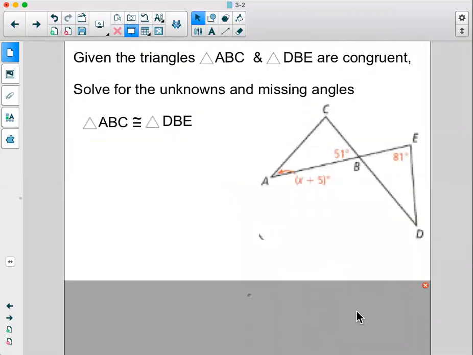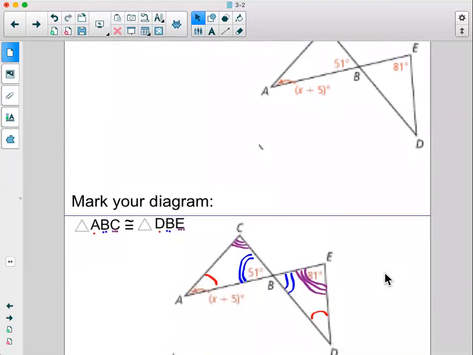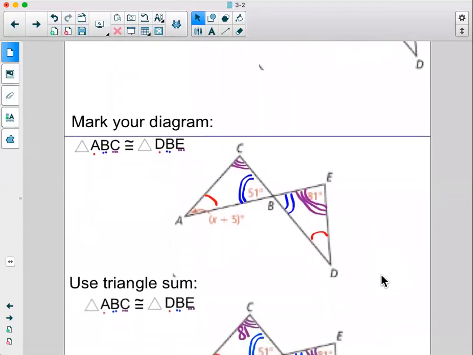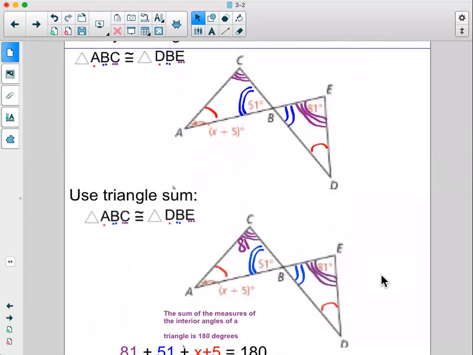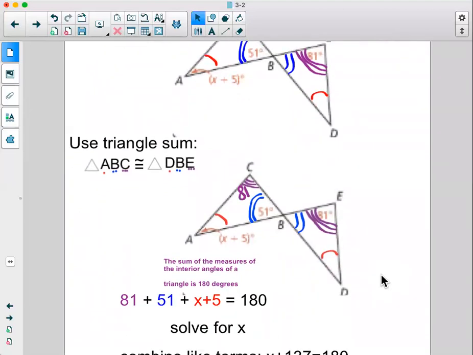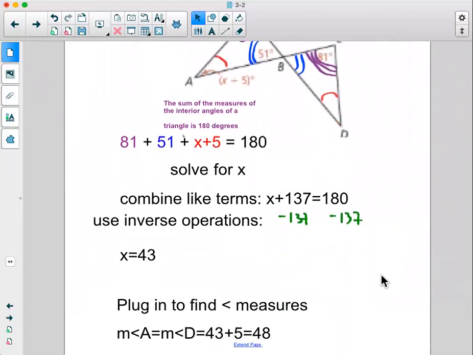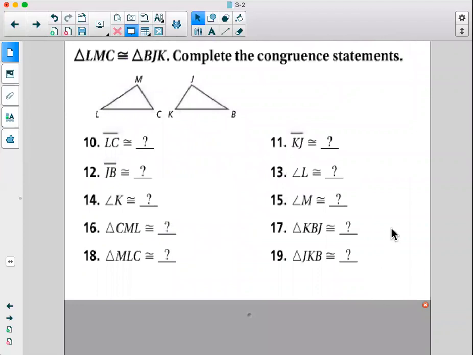So pause and find the unknowns and then press play. Start by marking your diagram according to the congruency statement. Then you can use triangle sum to find your missing value, and plug it in to find the angle measurements. So pause and fill in this whole section based on this congruency statement, and then press play for the solution.